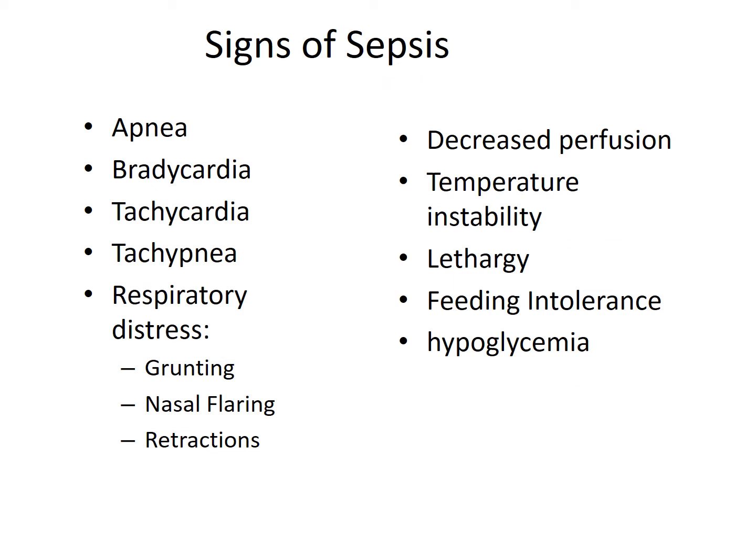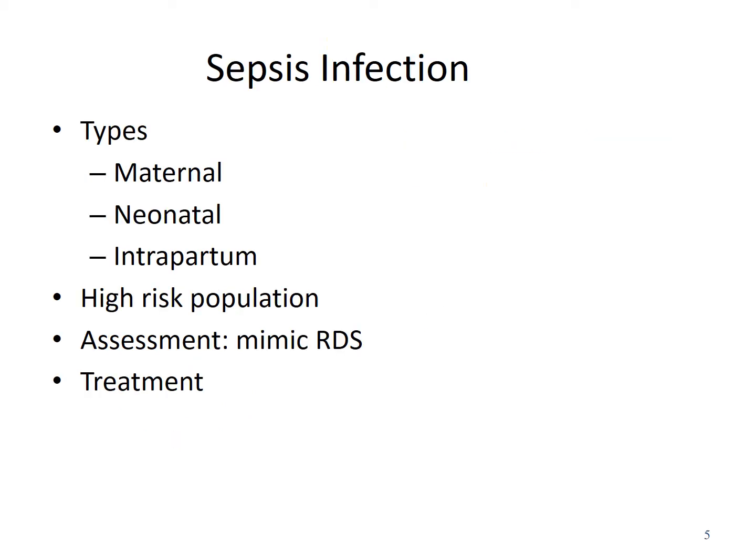Okay, students, I'd like to show you here the classic signs of sepsis. Respiratory distress, I'd like to call your attention to that. Those are the three gold standard signs that we see in a baby that is either septic or becoming septic. Some of the other outward symptoms include lethargy, hypoglycemia, and temperature instability. Sepsis infection can be categorized in three different types: maternal, neonatal, or intrapartum.